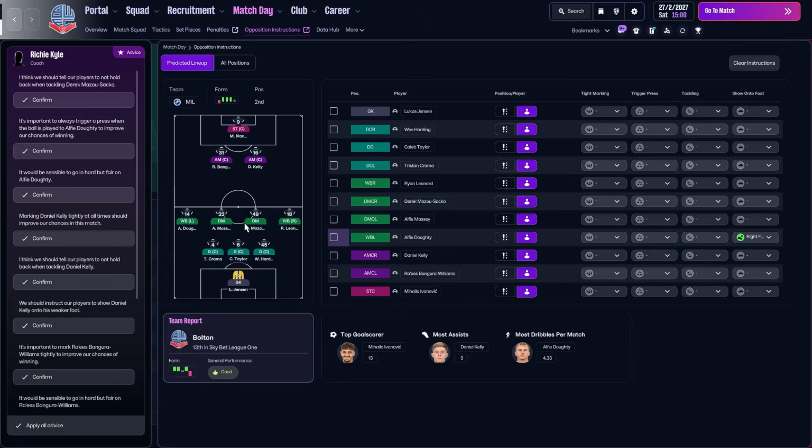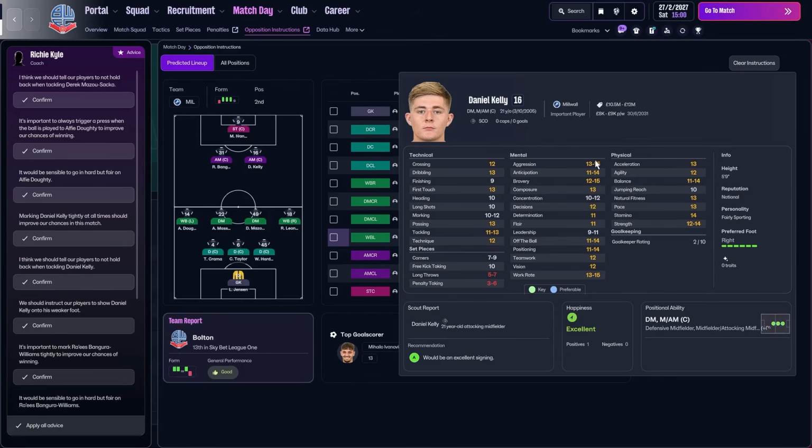That way he's going to be coming inside. From the reports that we saw earlier, Daniel Kelly is not a defensive midfielder, he's actually an attacking midfielder. So we can go to his own player attributes and see what he has. He has very good aggression, very good anticipation. His mentals are quite good, to be honest.